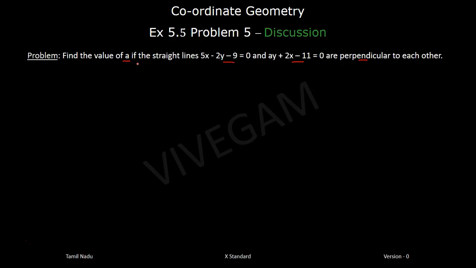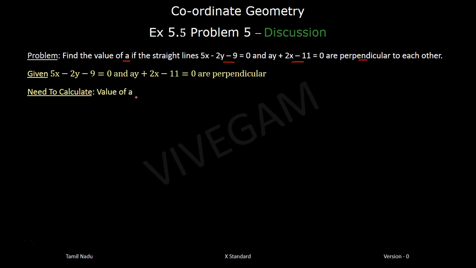Okay? So let's list what is given. Two equations of lines are given and they are perpendicular to each other. We are asked to find the value of A. This coefficient is not given, so they have given it as A. We need to calculate the value of A. The hint: when the lines are perpendicular, the product of their slopes m1 m2 equals minus 1. This is the most important thing. When they are parallel, m1 equals m2.